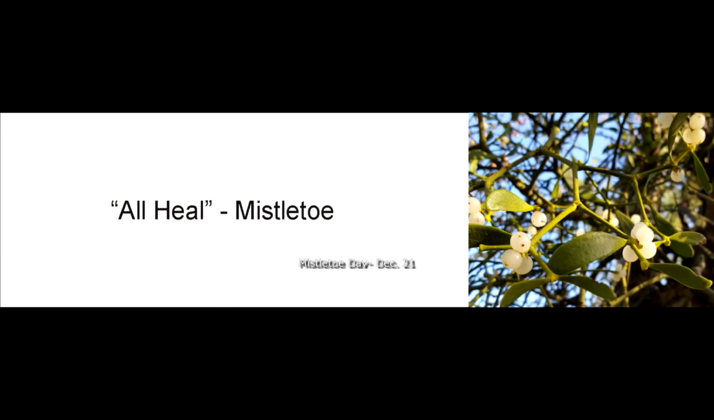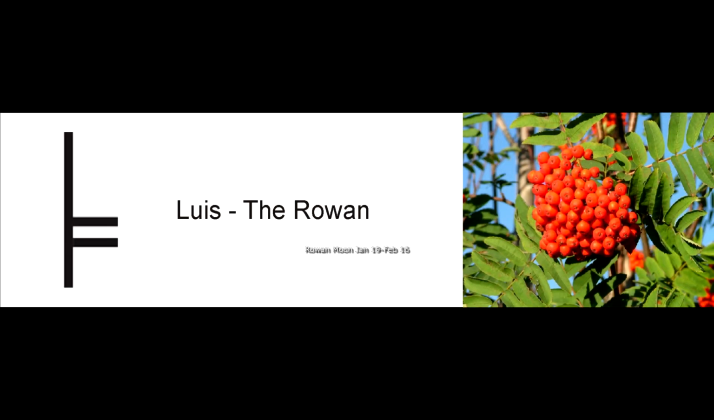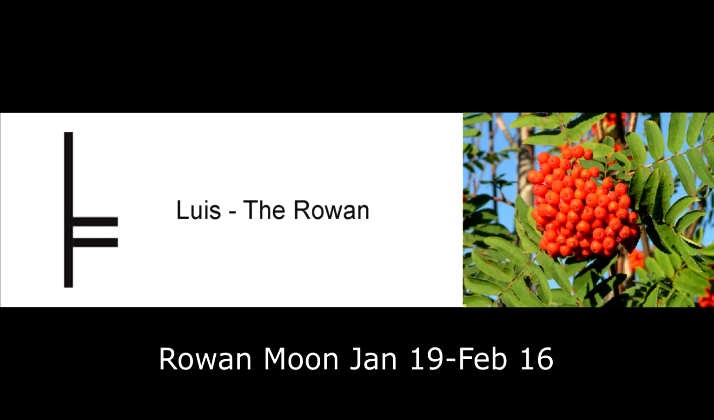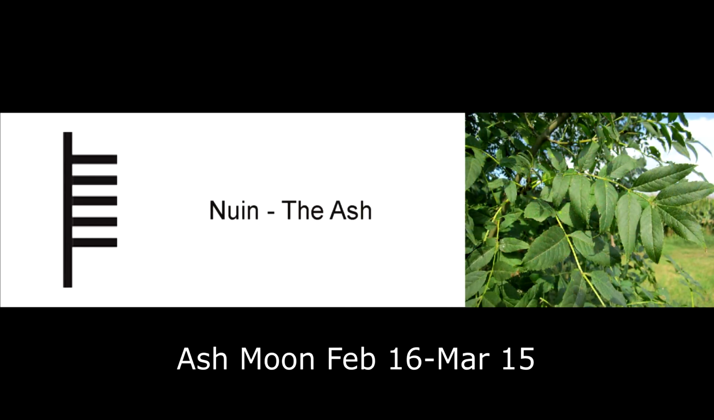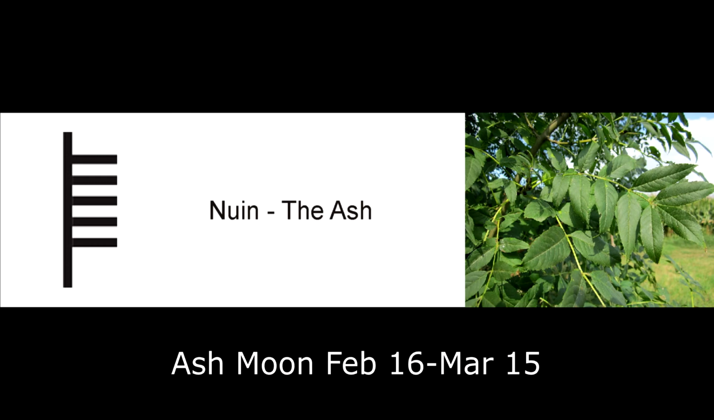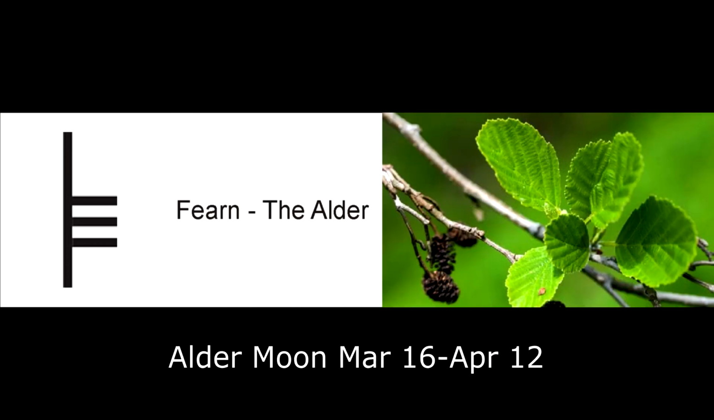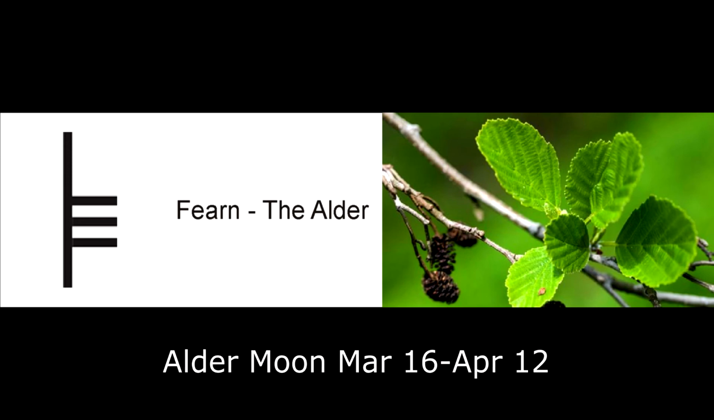First off, for the non-leap year, we start off with the Mistletoe Day, which is the winter solstice, December 21st. Next is the Birch Moon, and that is for people who are born December 22nd to January 18th. The Rowan Moon is January 19th to February 16th. The Ash Moon is February 16th to March 15th. The Alder Moon is March 16th to April 12th.